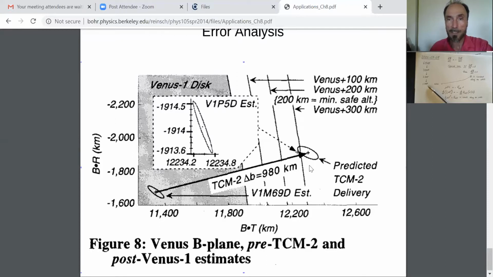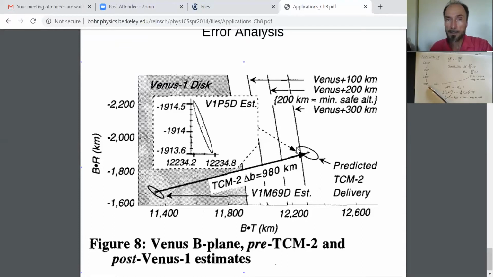This mission here, the Cassini mission, didn't land. And the purpose was to swing by Venus. And here you have predicted TCM2 delivery. So this is a trajectory correction maneuver, right? You have the spacecraft traveling through the solar system. The plan is to go swinging by Venus here, a mere 300 kilometers above the surface. If you can do this correctly, you will profit immensely in terms of accelerating the spacecraft onwards on its journey.